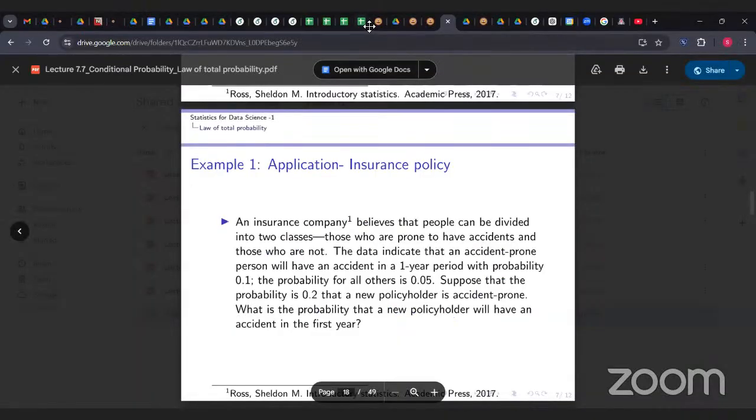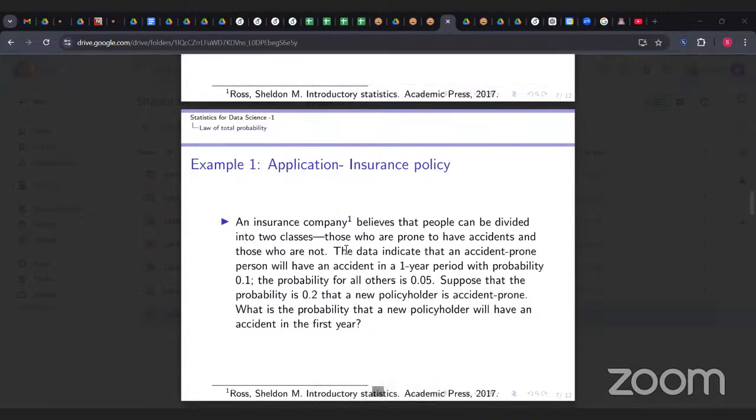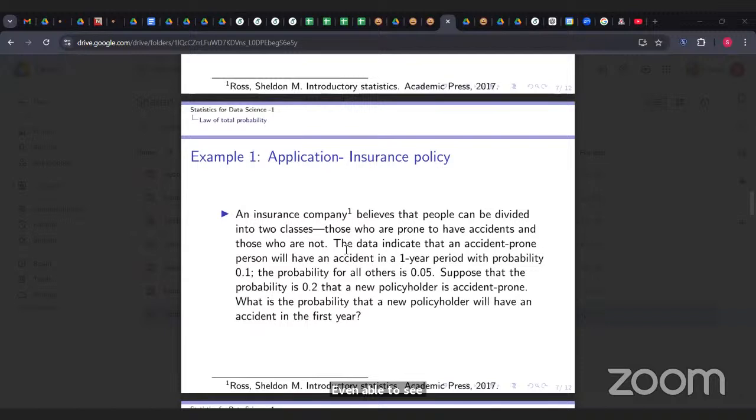Accident prone. Page number 45. Yeah, everyone able to see my screen? Yes, ma'am. Okay, so just read the question.